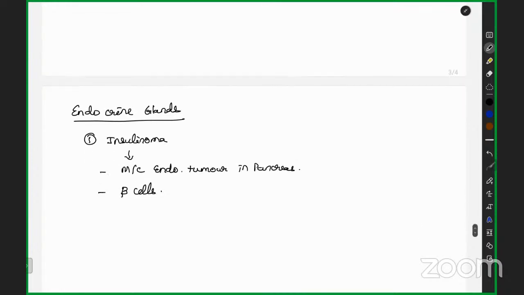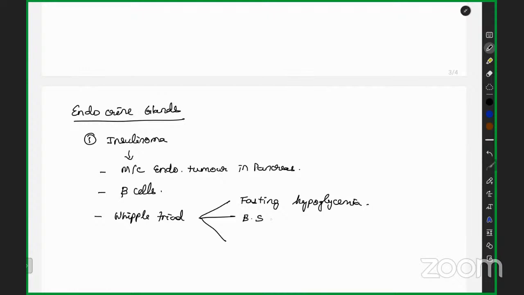So in the previous discussion, we saw Whipple's procedure. Here we are going to see Whipple's triad. This can be asked as a one mark question. What is a Whipple's triad? First one, when there is going to be a fasting hypoglycemia. Number two, when the blood sugar level is going to be less than 40 mg per deciliter, and there is going to be a rapid resolution on giving glucose.